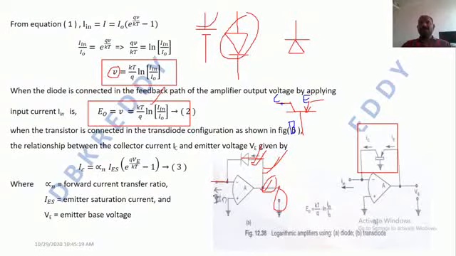So if I'm shorting the base and collector, then what will happen? It is obviously a diode. Means the transistor is converted into the diode format by shorting the collector with the base terminal.